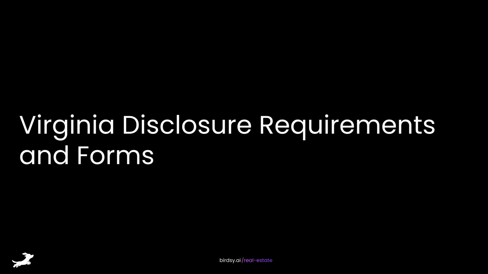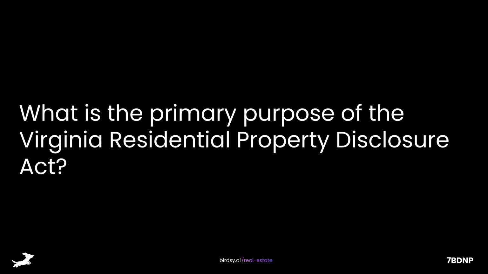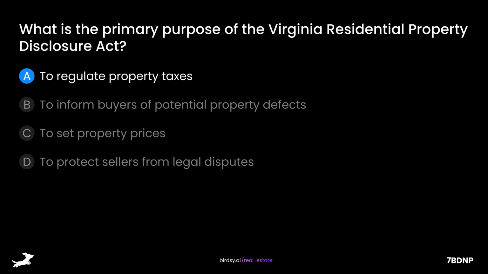Last but not least, let's review Virginia disclosure requirements and forms. Virginia disclosure requirements. What is the primary purpose of the Virginia Residential Property Disclosure Act? Is it A, to regulate property taxes, B, to inform buyers of potential property defects, C, to set property prices, or D, to protect sellers from legal disputes?